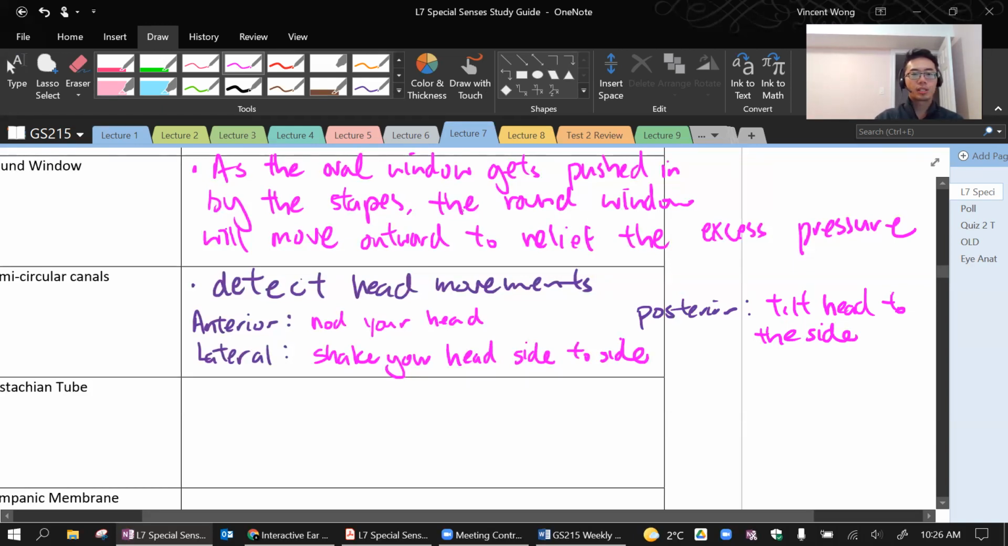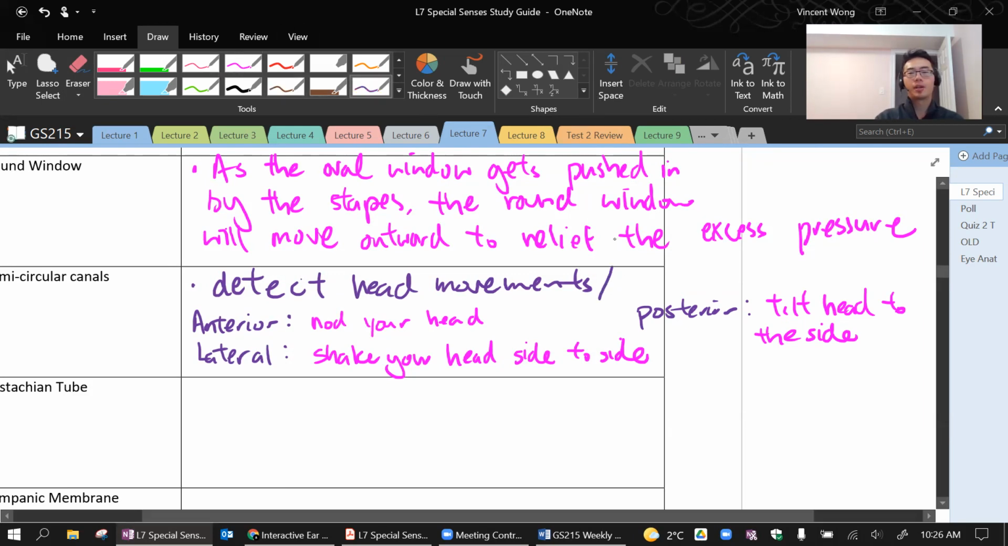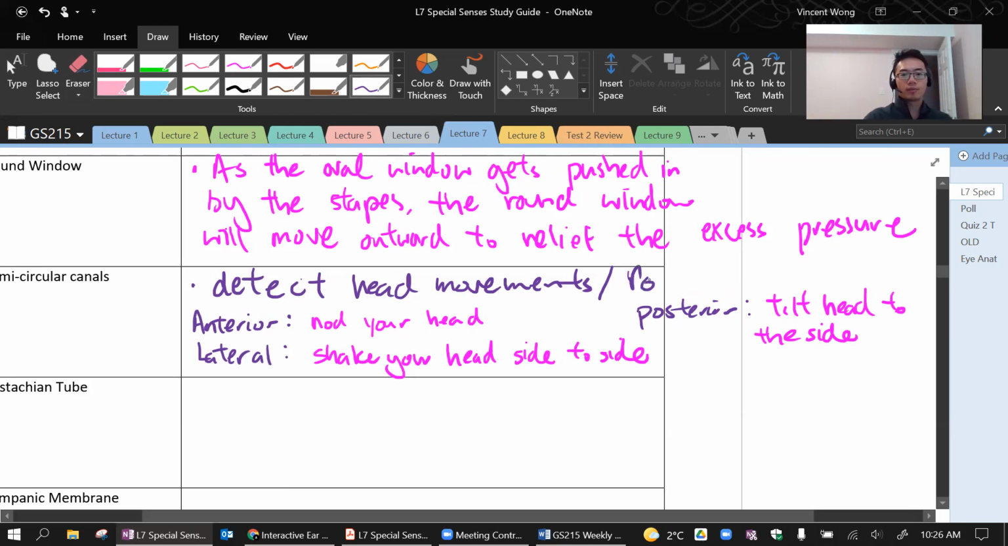Okay, so it detects head movement. Or it doesn't have to be your head. Like if your whole body rotates, right? Like if I rotate on my swinging chair right now, like this. Okay, rotation.